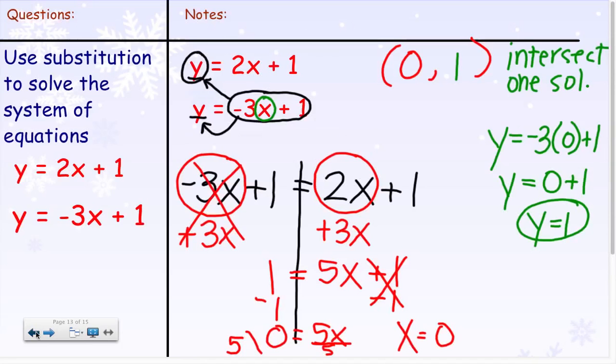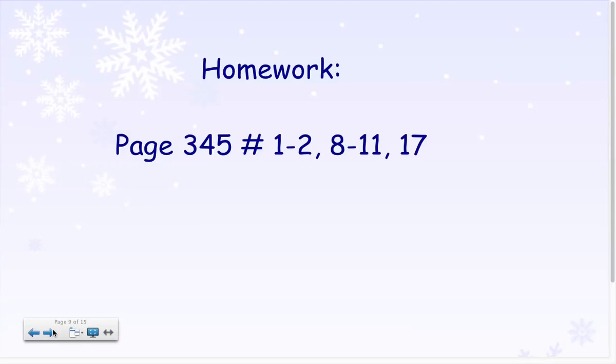And then the homework for this lesson isn't going to be the worksheet, it's going to be this book assignment right here. Page 345, numbers 1 through 2, 8 through 11, and 17.